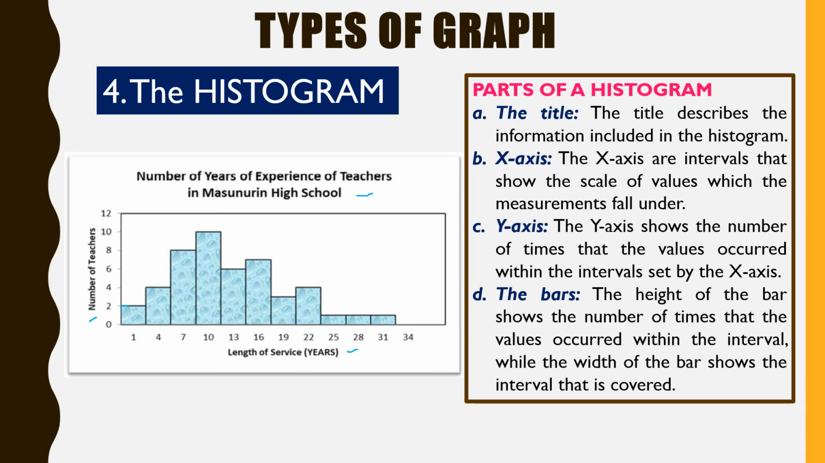Again, for example, in this graph, for the first bar, it means that the number of respondents or number of teachers that belongs to this range, that is from 1 to 3, is 2, since the frequency is 2. The number of students that fall in this scale is 2. For this scale, it is 4. For this, it is 8, and so on.